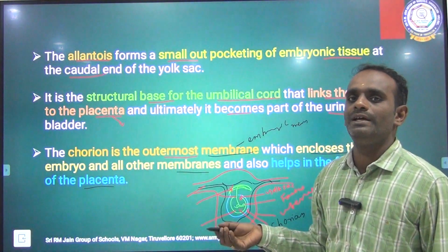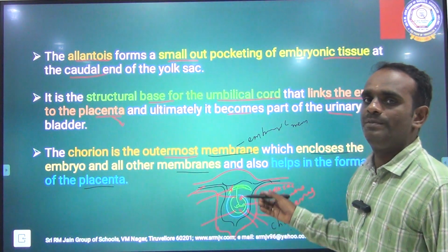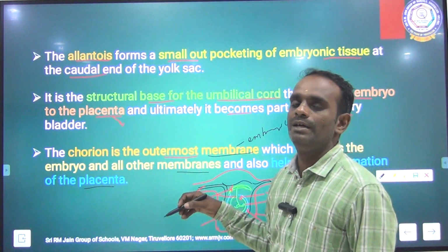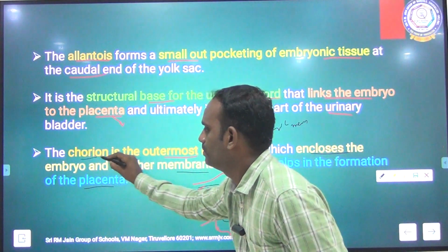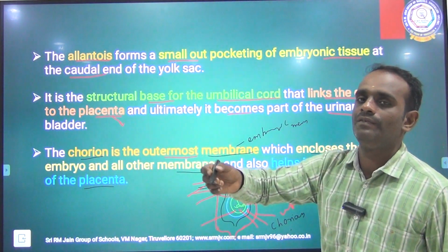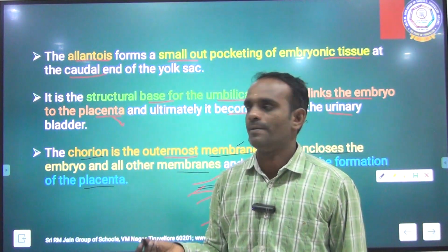What are all the other membranes? Allantois, and then amnion, amniotic fluid. All these are the membranes of the embryo. Okay. So that chorion is the outermost one. It covers, it envelopes all other membranes and also helps in the formation of placenta.